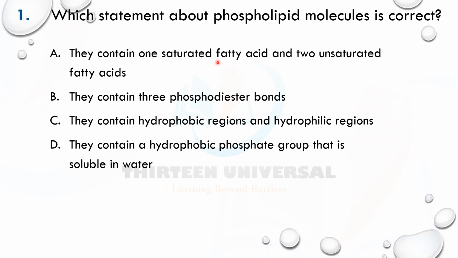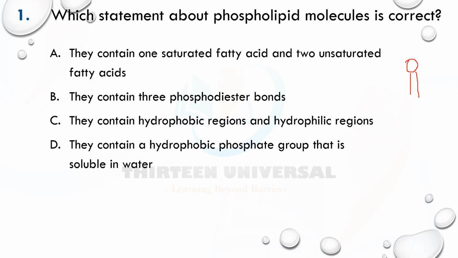They contain one saturated fatty acid and two unsaturated fatty acids. Okay, this is not correct. They don't always contain that. We don't know the exact number of saturated fatty acids and that of unsaturated fatty acids. And again, we know that phospholipid molecules contain only two tails, right? Of course, it is represented this way. Now we do not see the glycerol. Okay, so you can see that it has two tails.